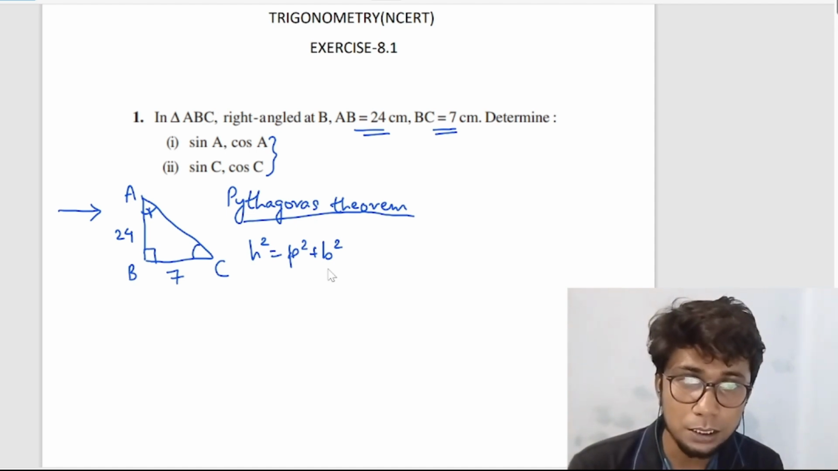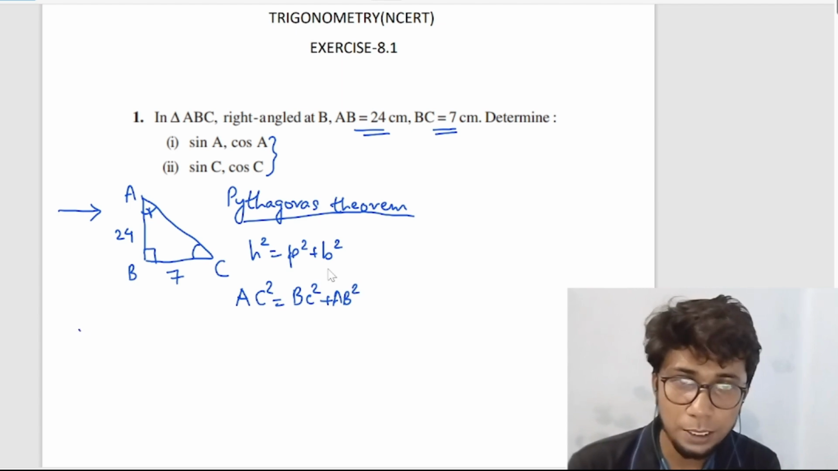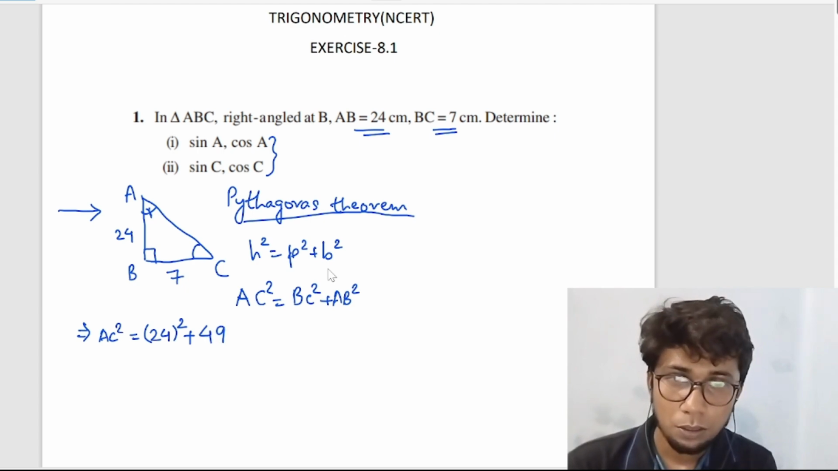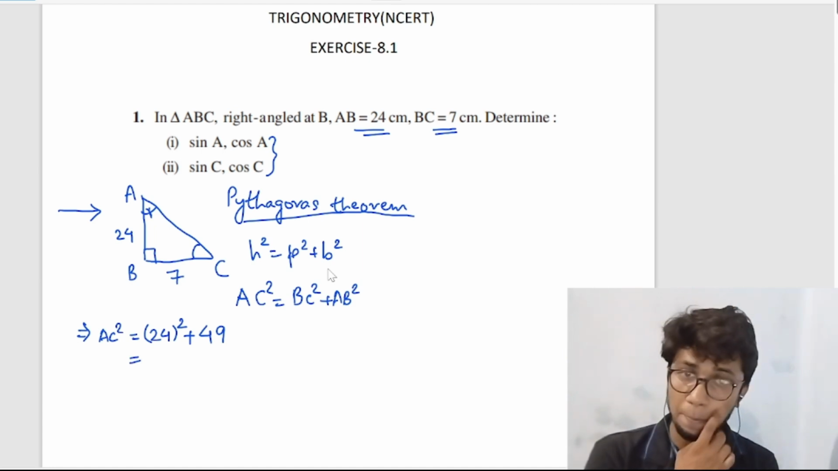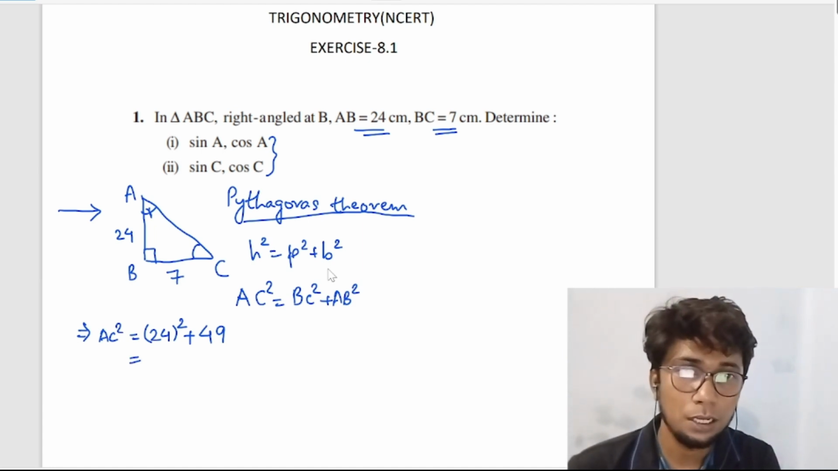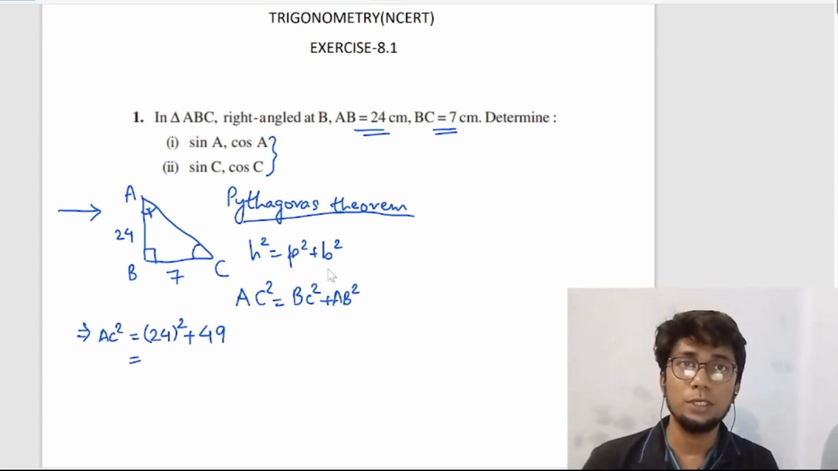So if we apply this, what are we going to get? AC square equal to BC square plus AB square. Fine. This implies AC square equals 24 square plus this 7 square, that is 49. Is that fine? All right. So what is 24 square? Let me tell you a shortcut trick to calculate squares also.